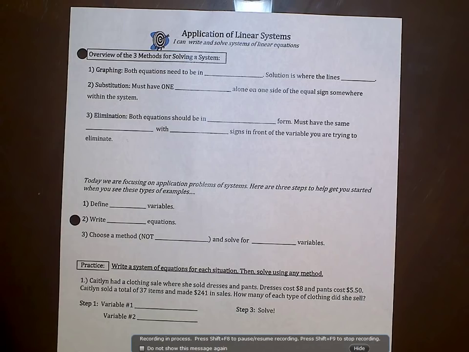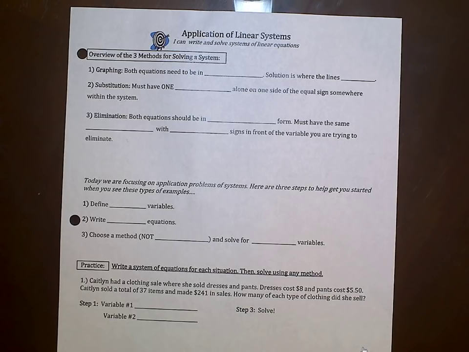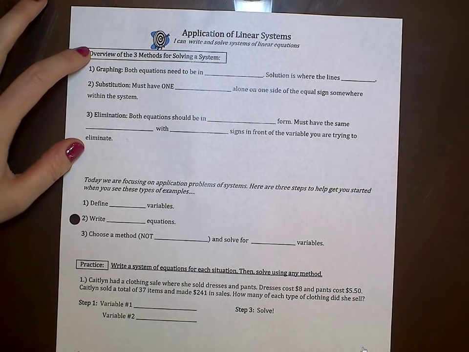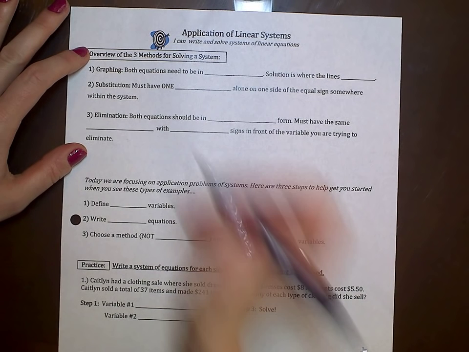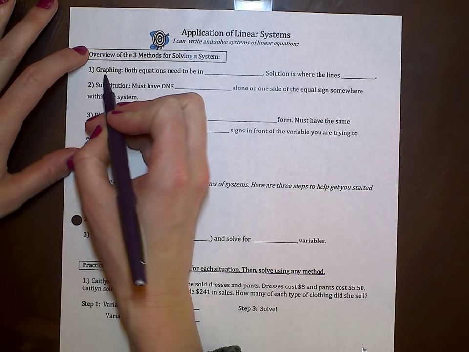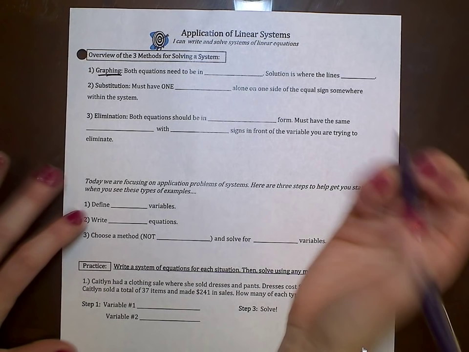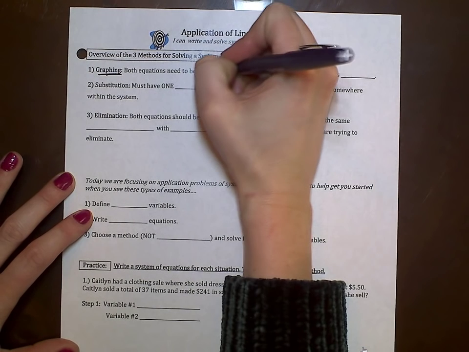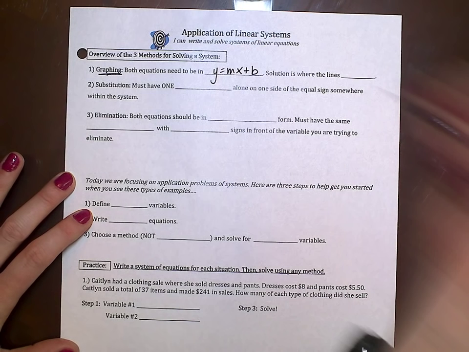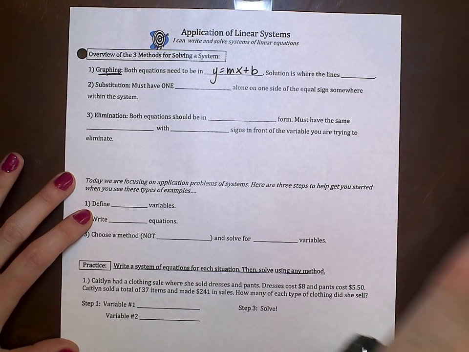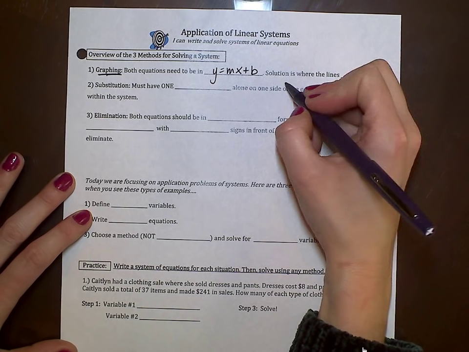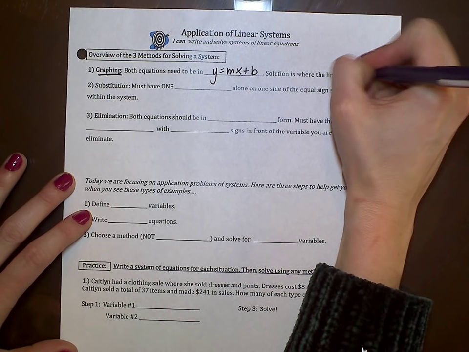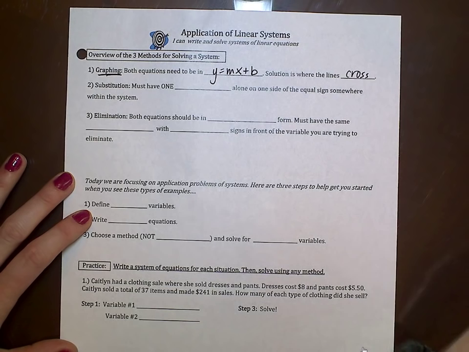Now that we've learned 3 ways to solve a system, we're going to look at application problems involving systems. So before we get into some practice, let's review the 3 methods that we've learned. The first one that we did was graphing. Now remember for graphing that both equations need to be in y equals mx plus b, slope-intercept form. Then you graph the lines and the solution is where the lines cross. So we did that method first.